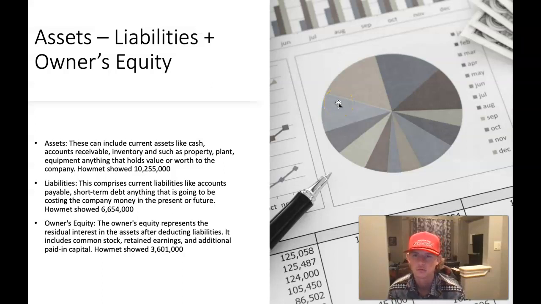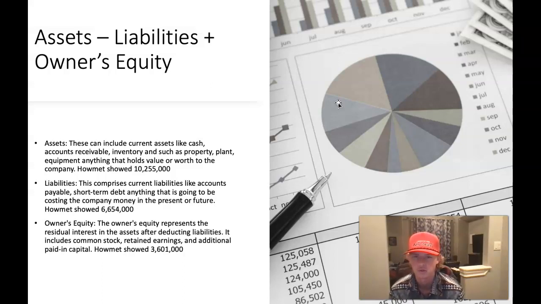First we want to start out with assets equal liabilities plus owner's equity. First I want to start out by explaining what assets, liabilities, and owner's equity actually are. So assets can include current assets like cash, accounts receivable, and inventory, like what you already have in the company that gives value to that company. Like equipment, machinery. If you were able to sell all of that stuff, how much money would you actually be able to get out of it?